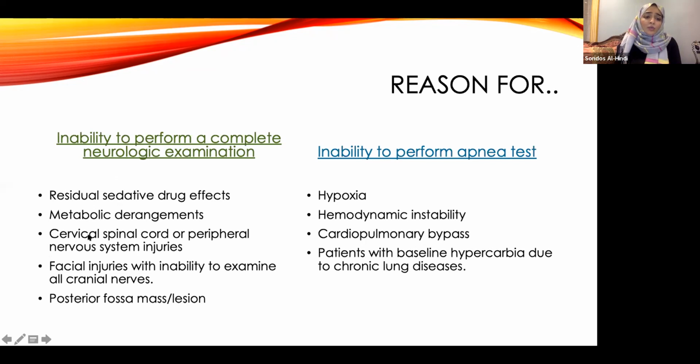Patient has cervical, spinal cord, or peripheral nervous system injuries secondary to trauma, or a previous underlying peripheral neuropathy that could affect your ability to perform the examination. Facial injuries with inability to examine all cranial nerves, and most importantly, posterior fossa mass or lesion.